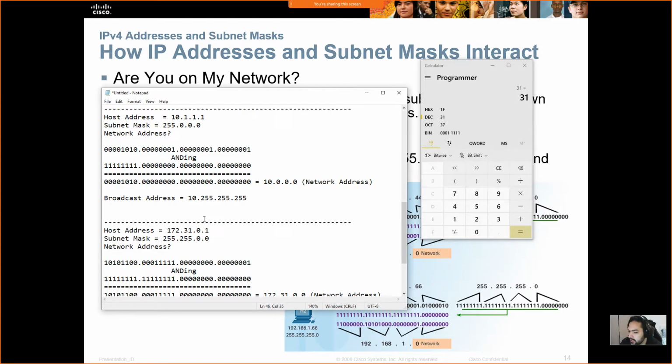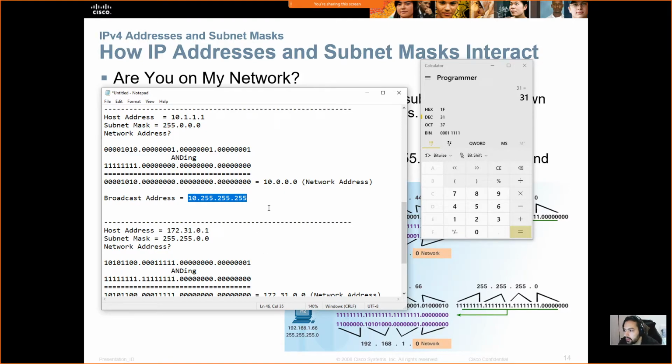This is the broadcast address for this network. Okay, so we already found out the network address, and we already found out the broadcast address. Everything in between can be a host address.